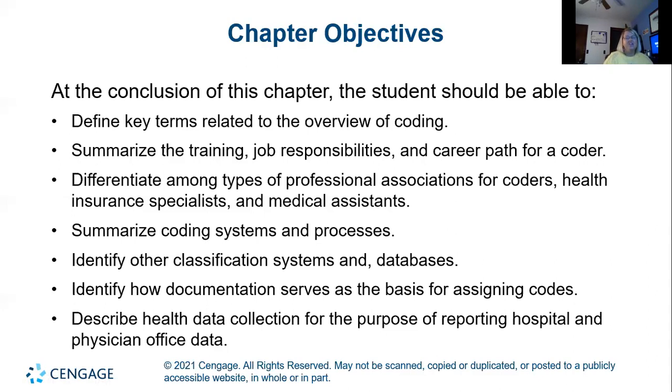So here are the main chapter objectives. Define key terms related to the coding for the chapter. Summarize the training, jobs, and responsibilities of a coder and the career paths involved. Differentiate among types of professional associations for coders, health insurance specialists, and medical assistants. Summarize coding systems and processes, identify other classification systems besides the one that we're using today, and identify how documentation serves as the basis for assigning codes. Describe health data collections for the purpose of reporting hospital and physician office data.